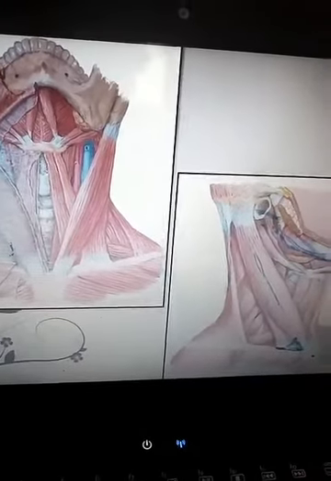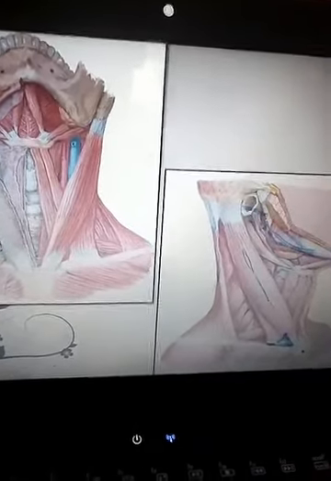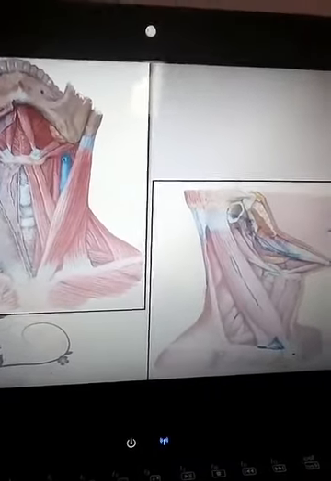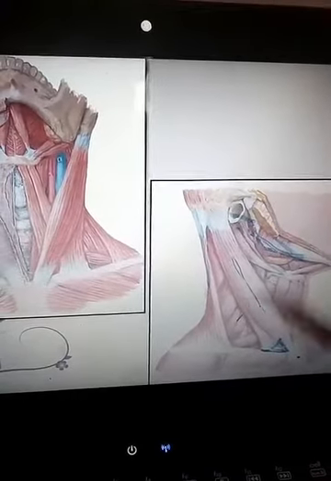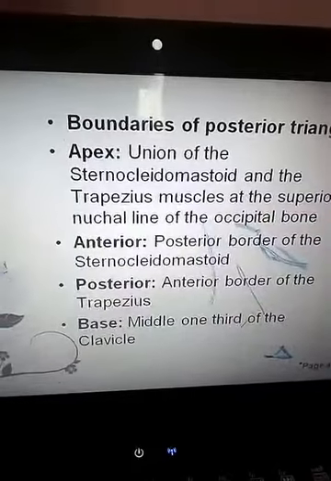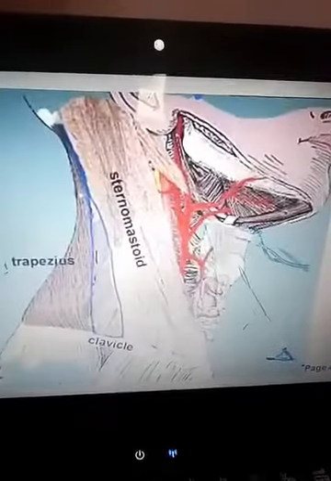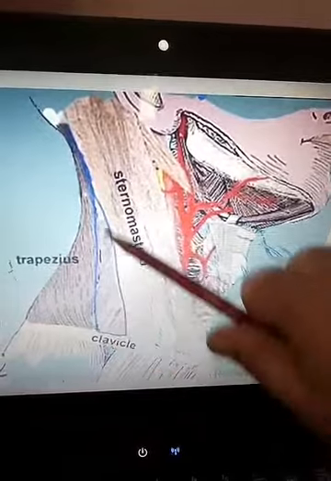And then we have the floor. The floor is formed by various muscles. If we go from above downward, we have the different muscles. Here you can see this is the posterior triangle. You can see it here.